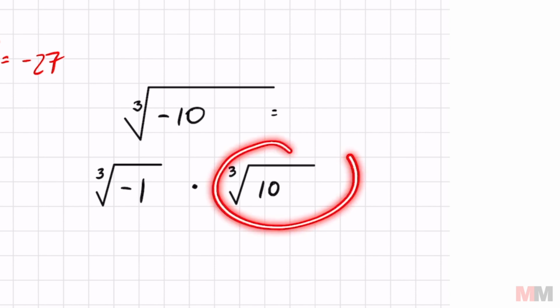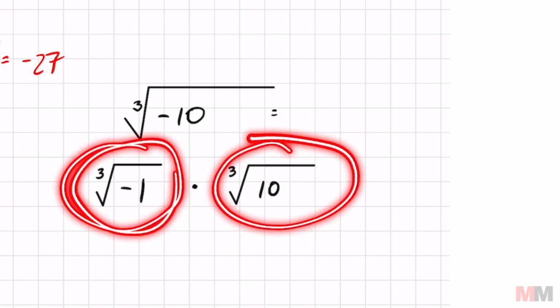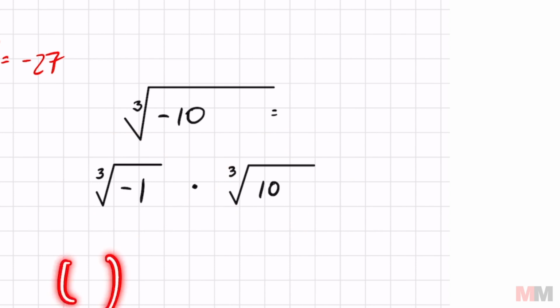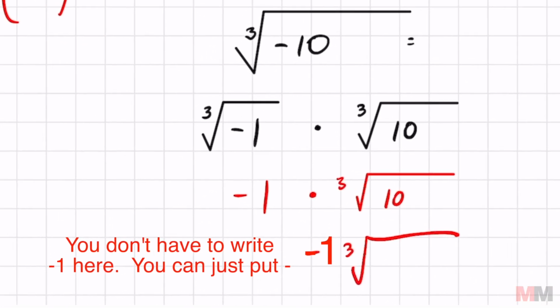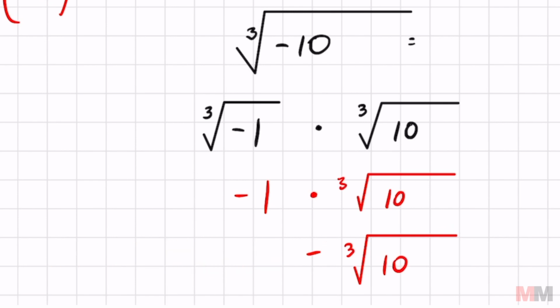This one I can't simplify, but this one right here, what to the third power gets me negative 1, that equals negative 1, right? So the cube root of negative 1 is just negative 1 times the cube root of 10, so that can be written as negative cube root of 10. So the shortcut is, I don't expect you to do that for all your problems. That's too much work. If it has a negative on the inside, you can just take it outside right away.